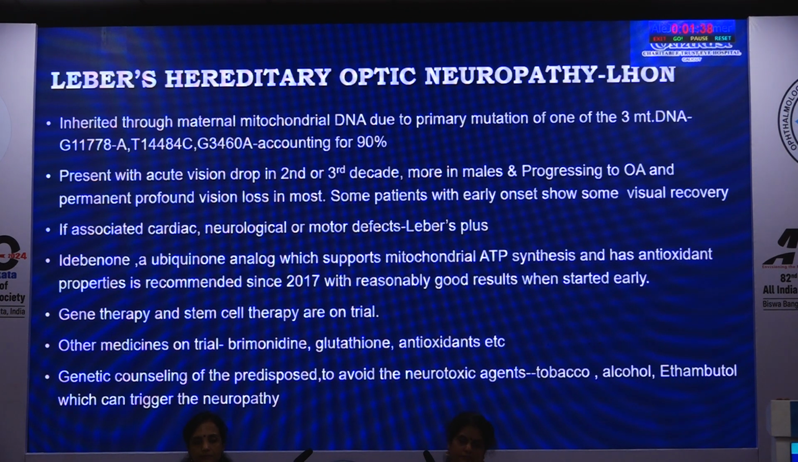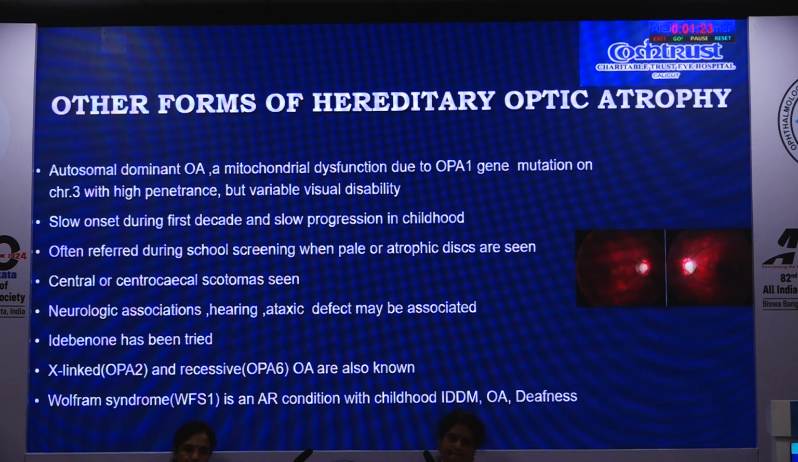Genetic counseling of the predisposed is needed to avoid neurotoxic agents. These are triggered by some of the neurotoxins. So avoid tobacco, alcohol, and ethambutol, to prevent the triggering in predisposed patients. Other forms of hereditary optic atrophy are also there.